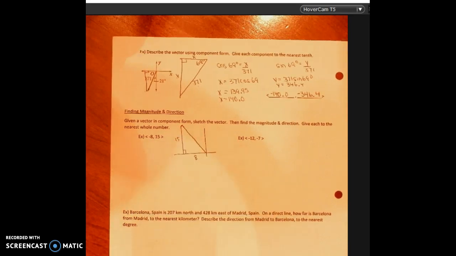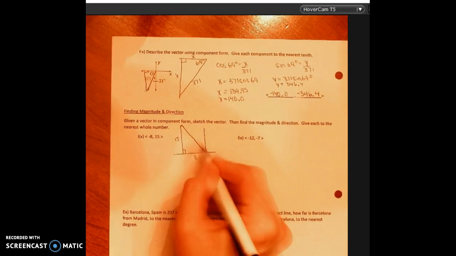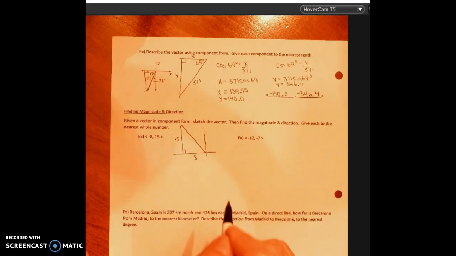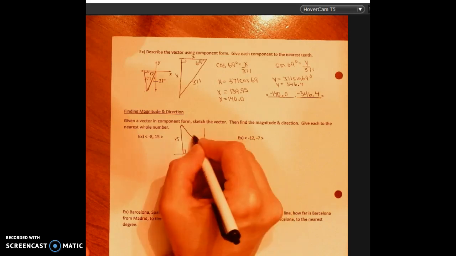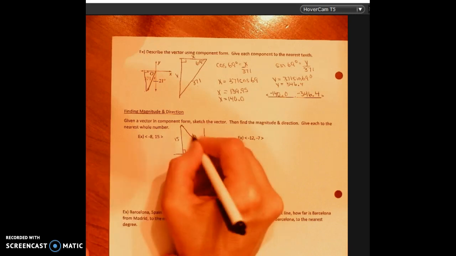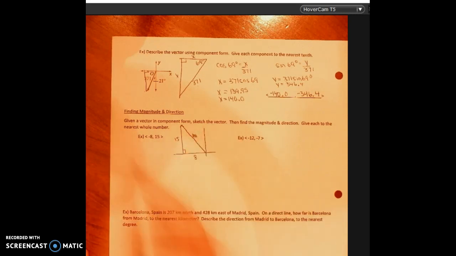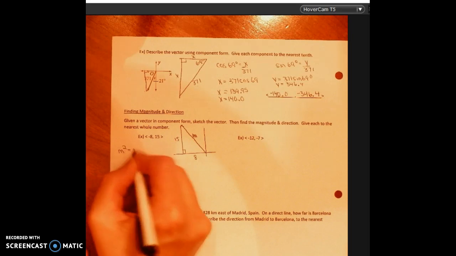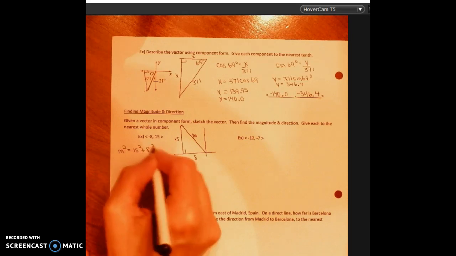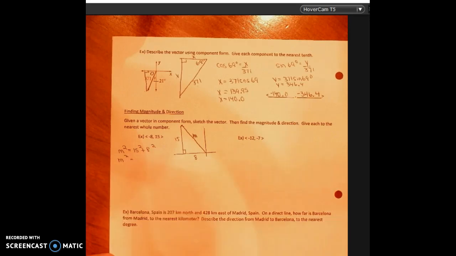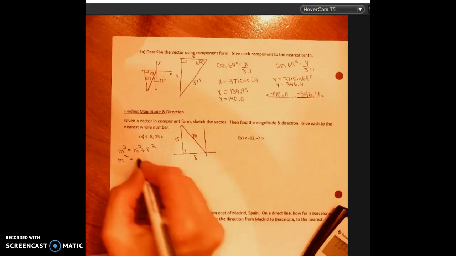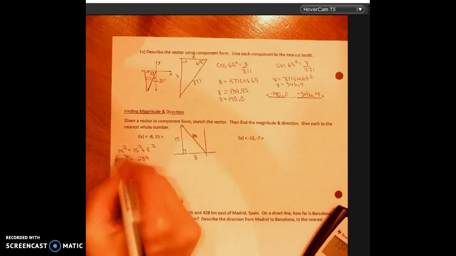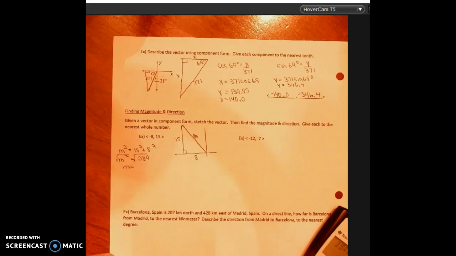So first of all, we're looking for the magnitude, which is the hypotenuse. Notice you have a right triangle, so we can go back and use Pythagorean's theorem. I'm just going to label this h for the hypotenuse. Actually, let's label it m since that's the magnitude. So we have m squared is equal to 15 squared plus 8 squared. Plugging this in our calculator, we end up with 289. Taking the square root, we end up with 17.